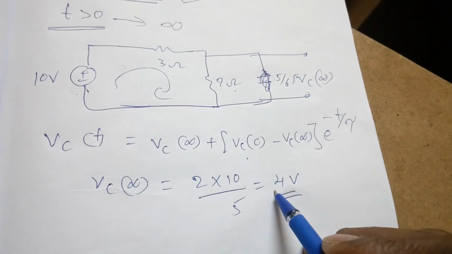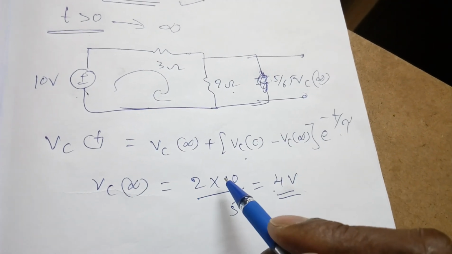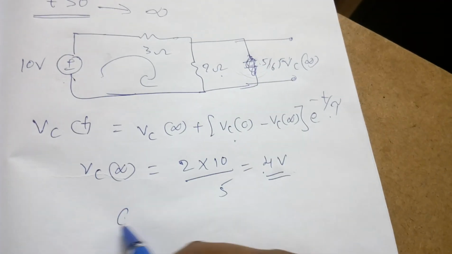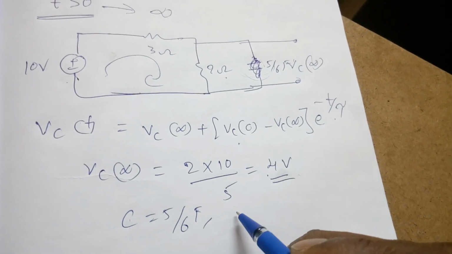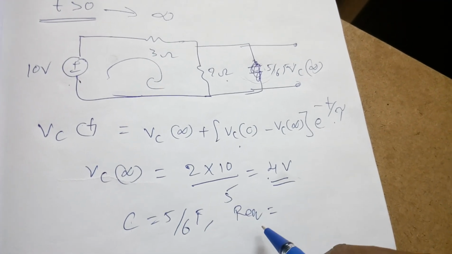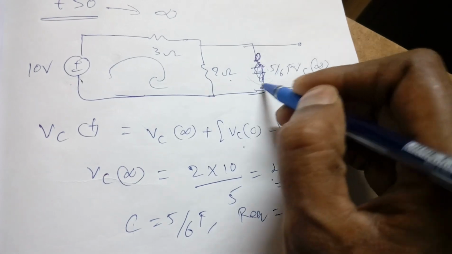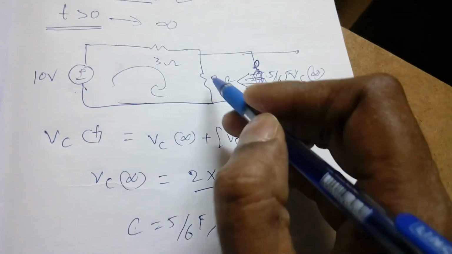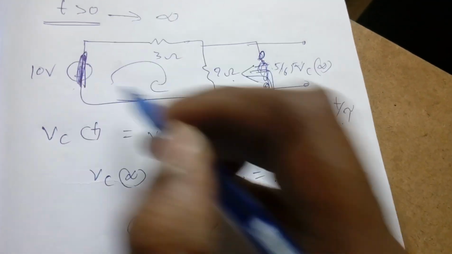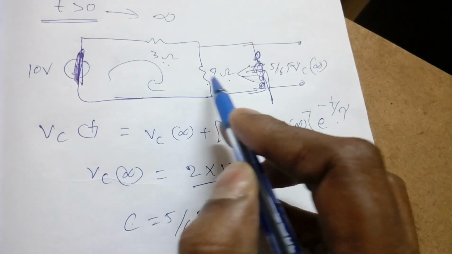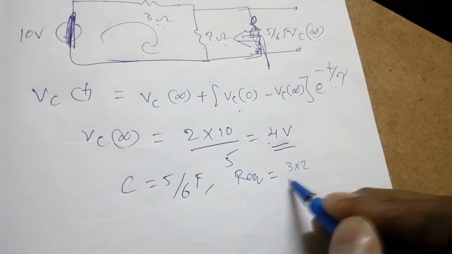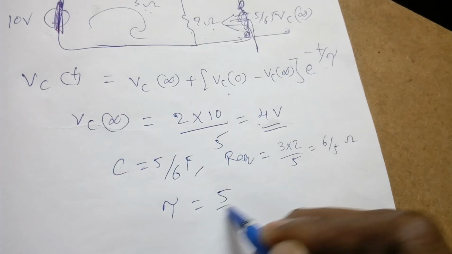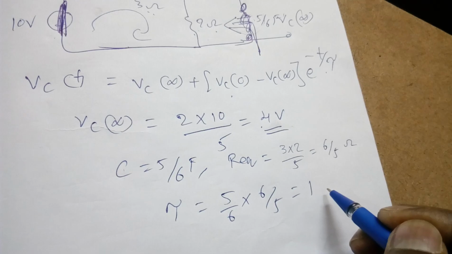Now once we know this value, I need tau, since we are finding the equation for Vc of t across the capacitor, which we know is 5/6 farad. Now I need R equivalent. When I am finding R equivalent, we have to open the capacitor and look into it. Whenever there are independent sources, make them short. Now what is this equivalent resistance? 3 parallel 2. So R equivalent is 3 into 2 by 5, which is 6/5 ohms. Now what is tau? 5/6 into 6/5 is nothing but 1 second.